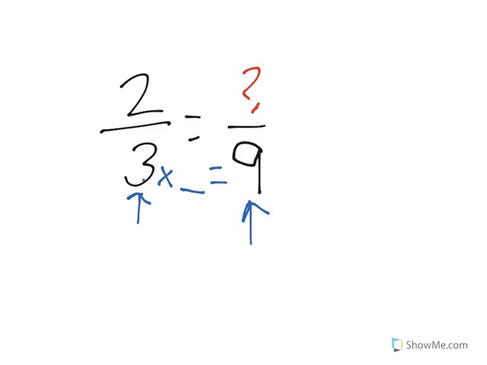So I ask myself, 3 times a number gave me 9. I know that 3 times 3 gives me 9. If I multiply the denominator by 3, I know that I need to multiply the numerator by, correct, 3. So 2 times 3 is 6, so my numerator would be 6. So my equivalent fraction, 2/3, is equivalent to 6/9.